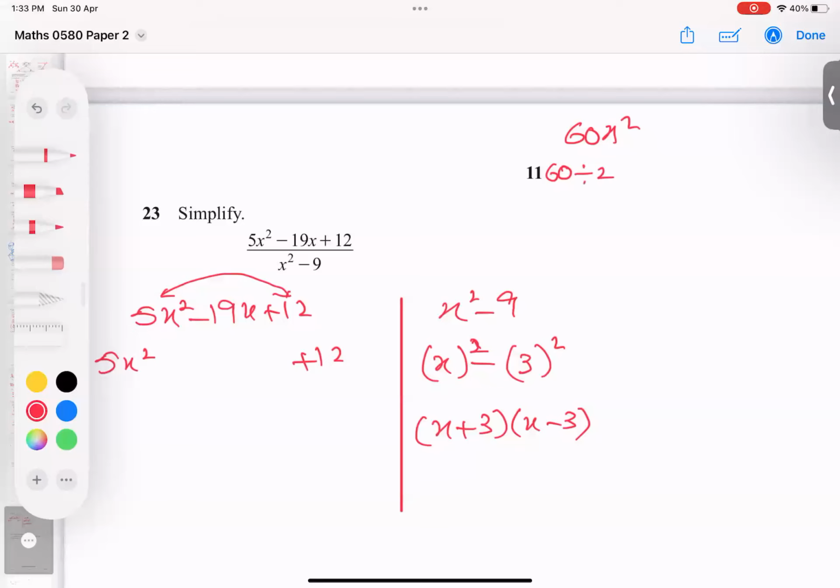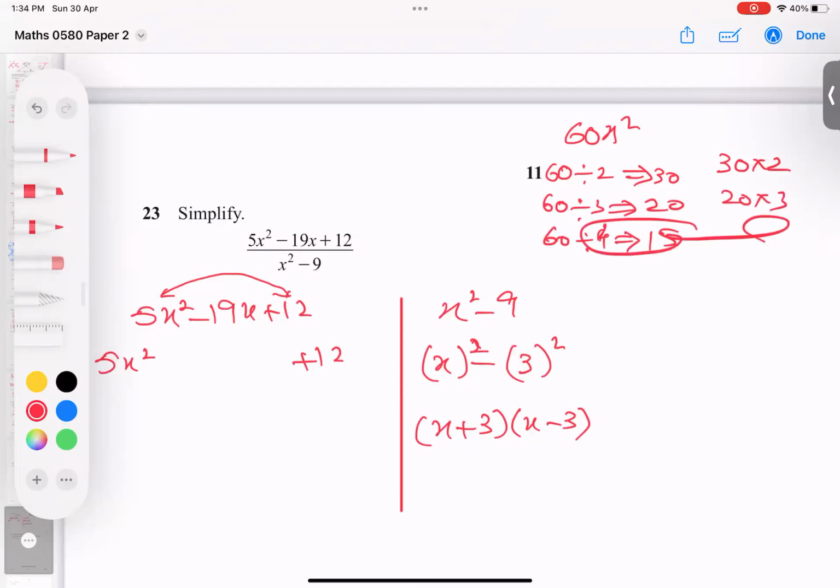60 divided by 2, you get 30. So 30 times 2. This number and this multiply. 60 divided by 3, so you get 20. So 20 into 3, I'm writing here. 60 divided by 4, and I'm getting 15. So 15 into 4, I get this.